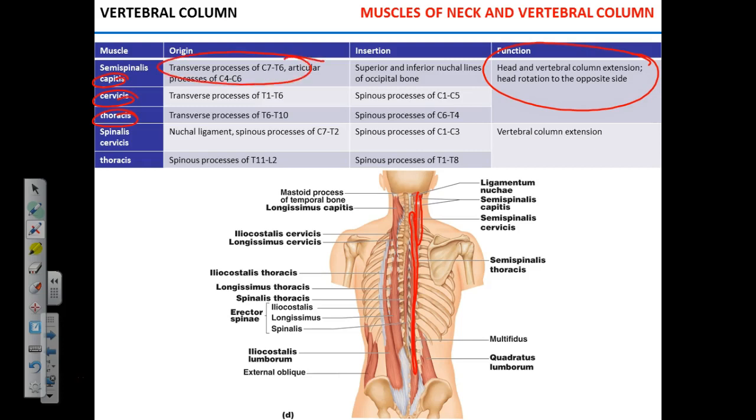transverse processes to the spinous processes. So they act in a much more refined way to regulate the extension of the vertebral column. They all originate at the transverse processes starting from the last cervical vertebrae, and they go to the upper portion of thoracic, cervicis and capitis, and the lower portion of thoracic vertebrae. They start at the transverse processes, and they insert in the spinous process of the compartment above.